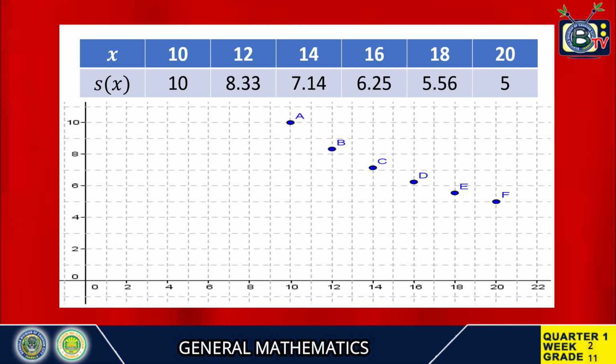For the first ordered pair, we have 10, 10, which is point A. Then point B is 12 and 8.33. Point C is 14 and 7.14. Point D is 16 and 6.25. Point E is 18 and 5.56. And point F is 20 and 5.